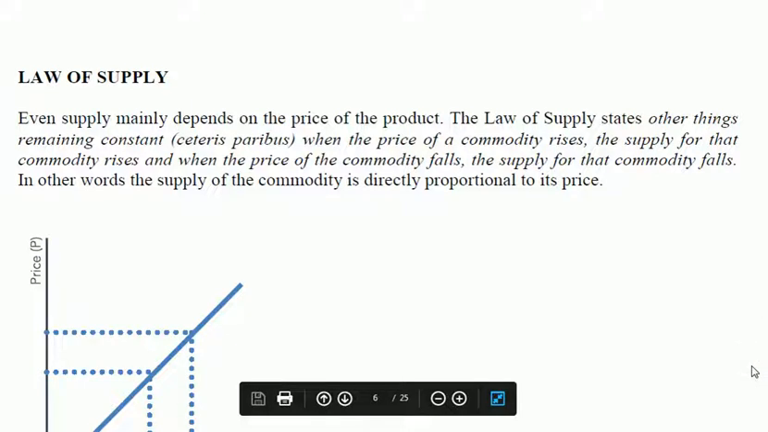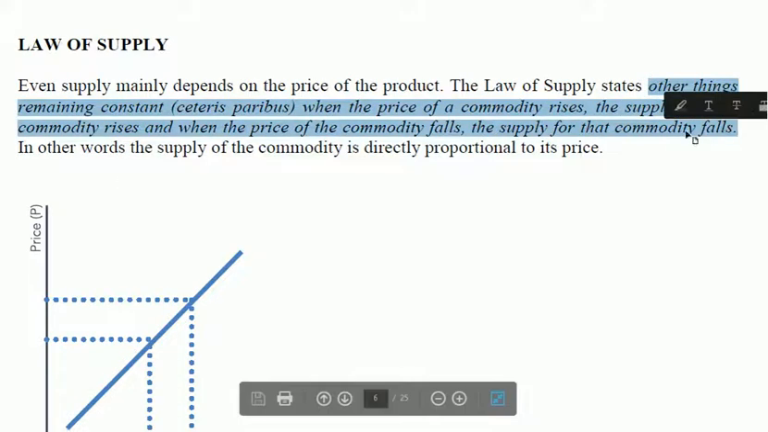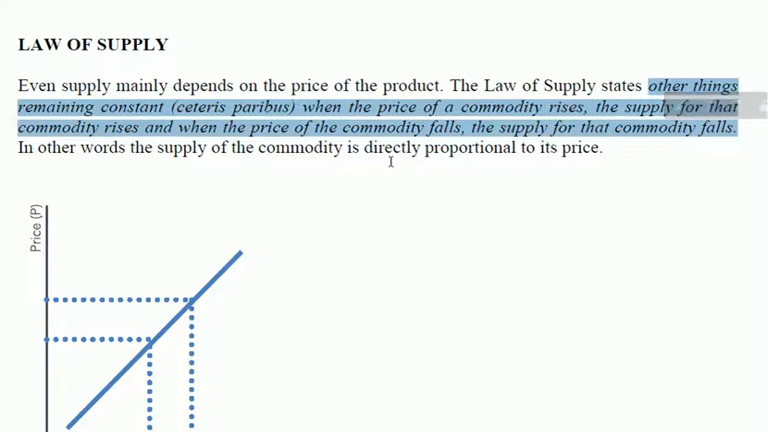Okay, next is about law of supply. Like law of demand, we also have law of supply, a similar kind of explanation. When other things remain constant, when the price of the commodity rises, the supply for that commodity also rises, and when the price of the commodity falls, the supply for that commodity also falls. That means price and supply are directly proportional. If there is an increase in the price, there will be an increase in the supply. When there is a fall in the price, there will be a fall in the supply.